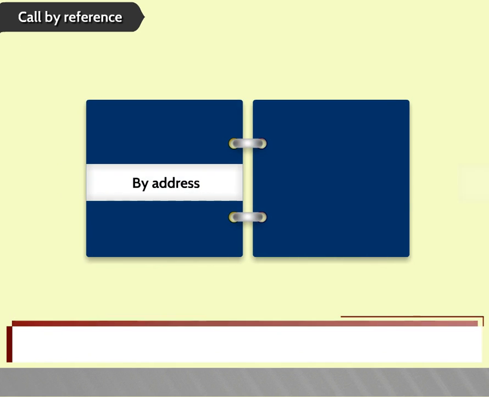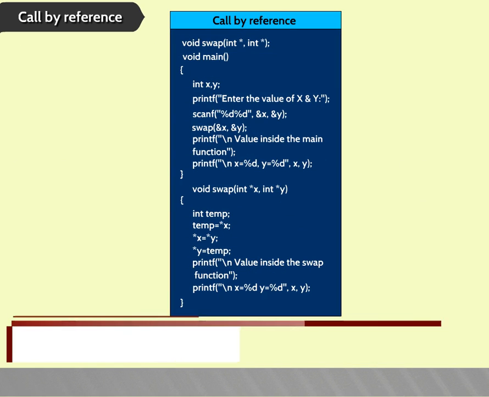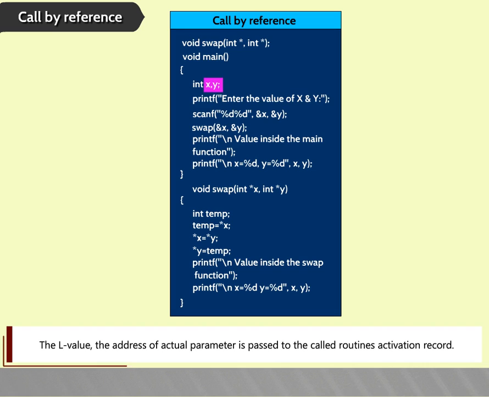Call by reference. This method is also called as call by address or call by location. The L value, the address of actual parameter, is passed to the called routines activation record.